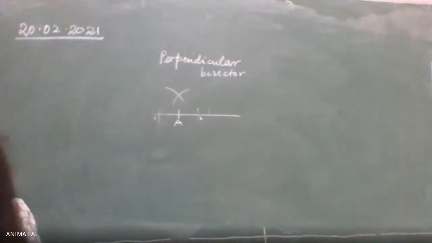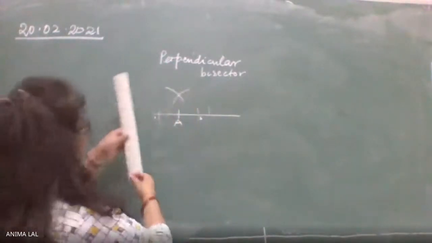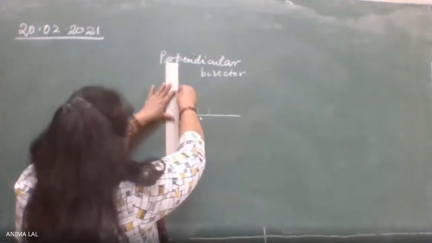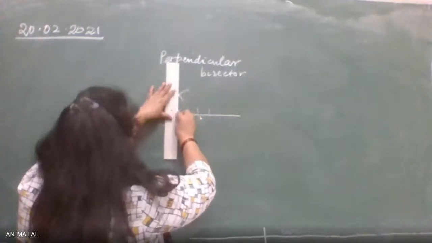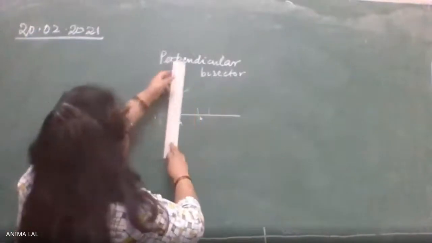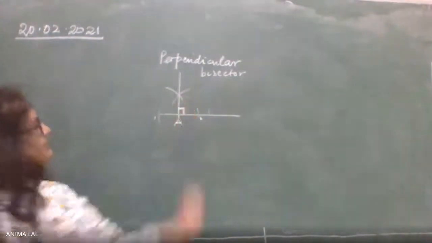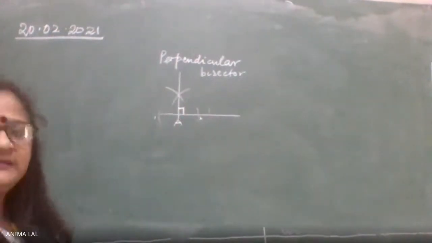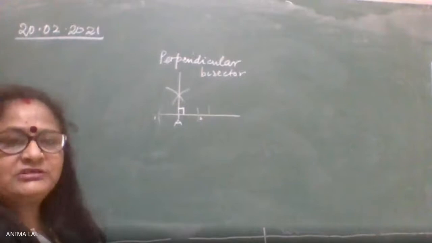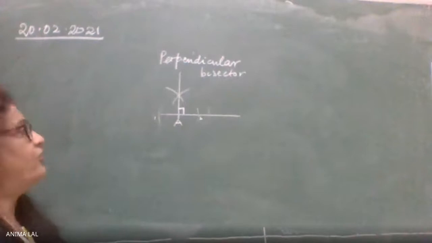Where the two arcs meet is a point. So I will join this point with point A. Now when I join it with point A, remember it should form a straight line joining point A. If you measure this angle, it will be 90 degrees. This will be a 90-degree angle. You can all measure it with your protractor to see whether you get a 90-degree angle or not.